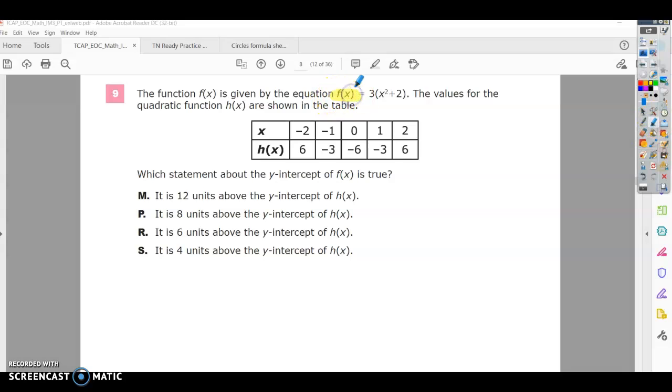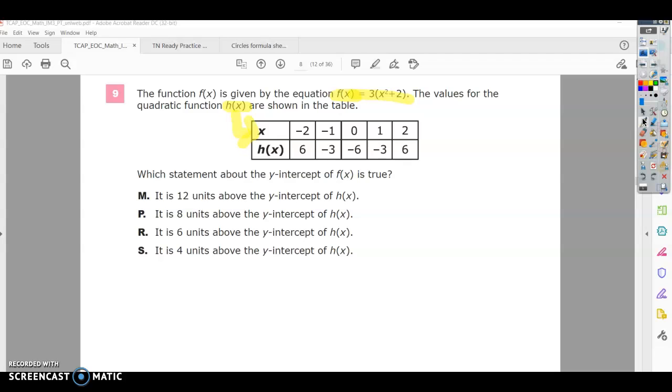trying to highlight it here. Okay, so this is f of x and this is h of x. So the table is h of x and the equation is f of x. All right, so what does it say? Which statement about the y-intercept of f of x is true?